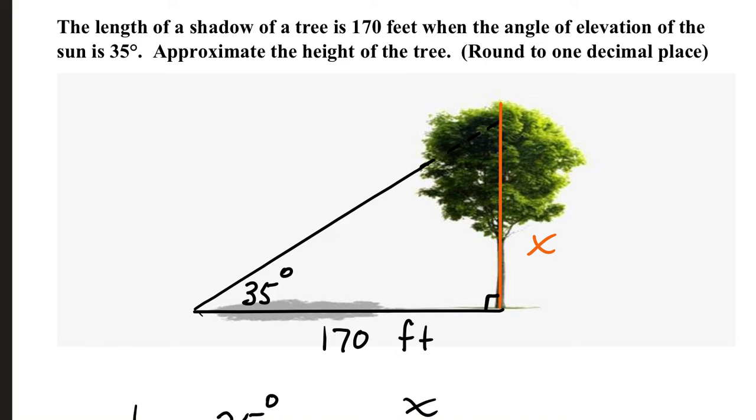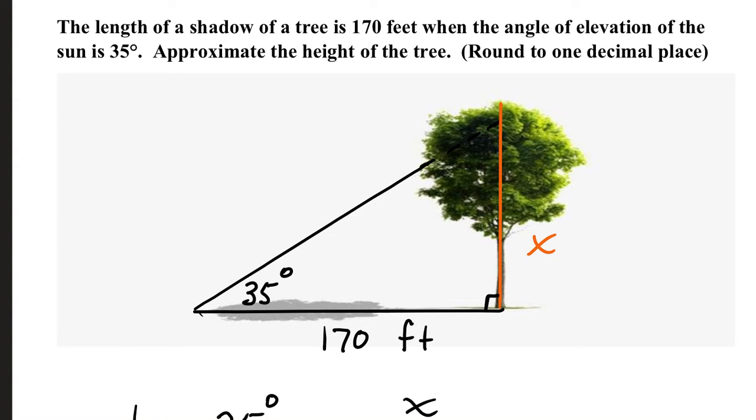The length of a shadow of a tree is 170 feet when the angle of elevation of the sun is 35 degrees. Approximate the height of the tree, round to one decimal place. We're given the length of the shadow is 170 feet, and so from the base of the tree, I marked 170 feet across the ground. The angle of elevation is 35 degrees, so from the ground, if you move up an angle of 35 degrees, then that gives you a line of sight that would be the hypotenuse.